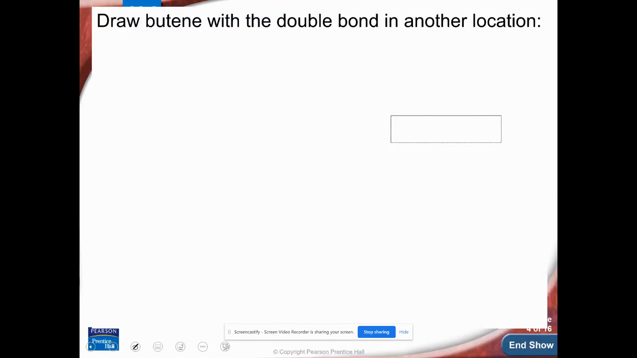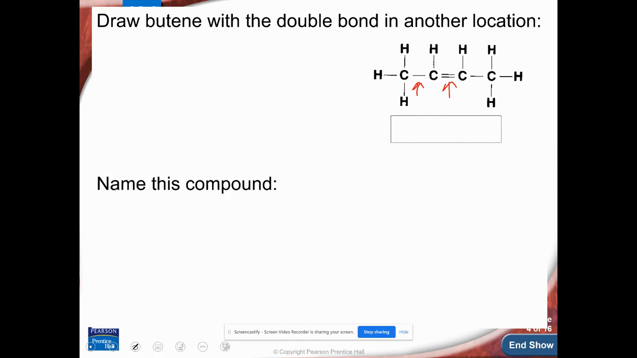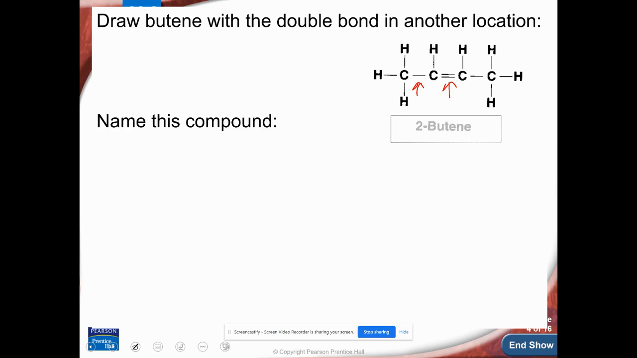Okay, so now let's draw butene with the double bond in another location. So I am going to do this bond here. So now it's in the second location. Instead of it being here, I'm going to move it here. So it's no longer after carbon number 1, it's after carbon number 2. So it's going to get a new name, 2-butene, because the number 2 indicates where the double bond is.